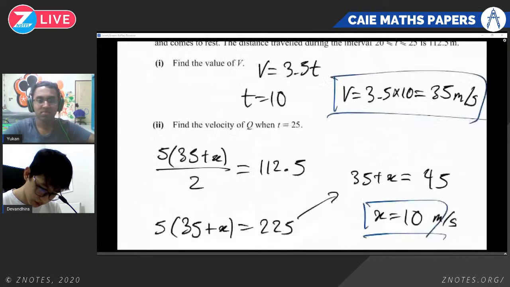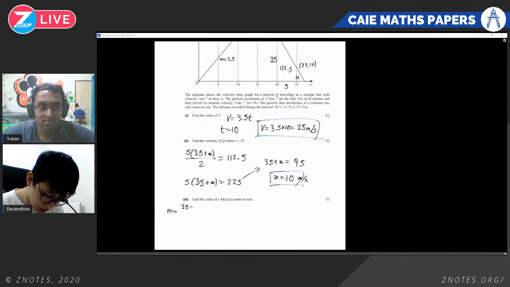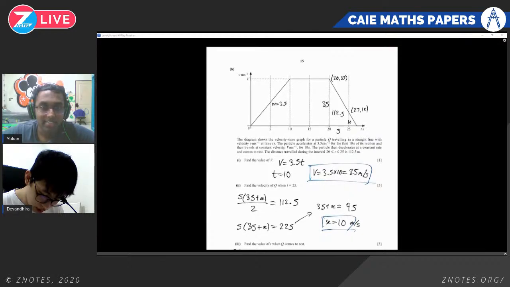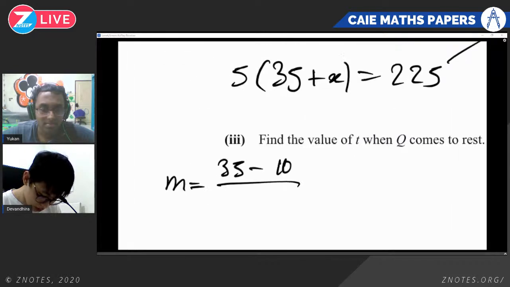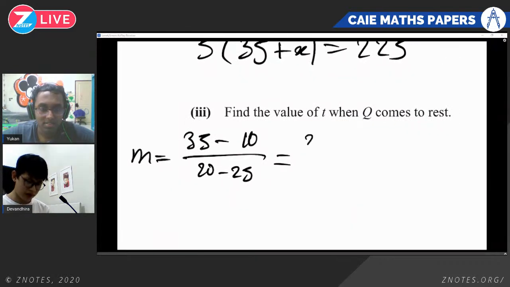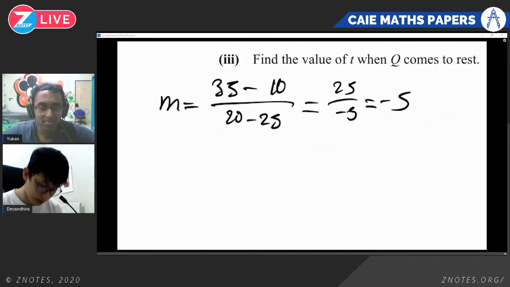All right, let's find the gradient first. It's 10 minus 35 over 25 minus 20. This is negative 25 over 5, so that's just negative 5. Okay, now let's find the equation of the line.